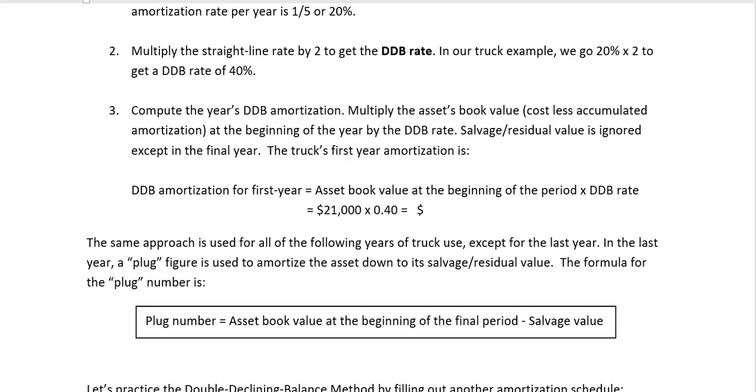So here we have a calculation for the truck's first year amortization. It's pretty straightforward. You have the asset book value at that time, $21,000, times the DDB rate of 0.4. So it's 21,000 because we haven't recorded any amortization yet. So it's just the historical cost minus 0. So when we do that calculation, we should get 8,400.